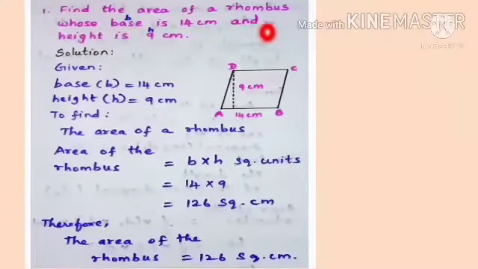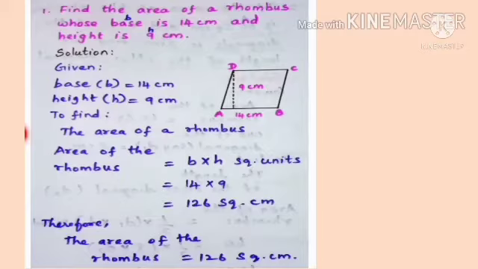Find the area of a rhombus whose base is 14 cm and height is 9 cm. We know that we have 2 types of formulas for finding the area of the rhombus. The first one is, when the base and height are given, the area of the rhombus is b into h square units, and when the diagonals d1 and d2 are given, the area of the rhombus is 1 by 2 into d1 into d2 square units.